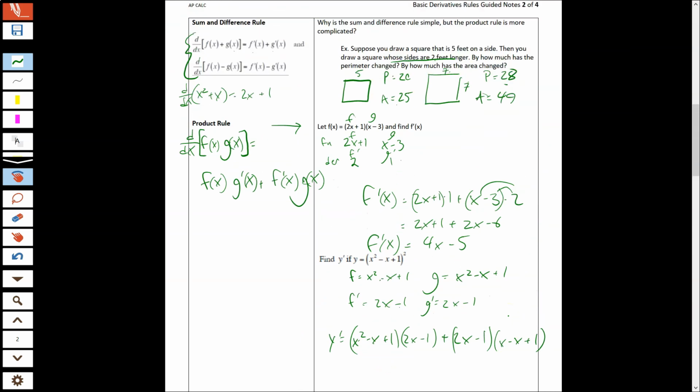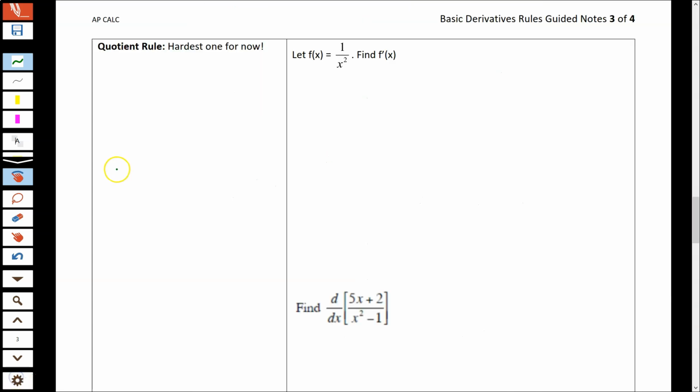So that is product rule. Make sure you capture all these notes before we move on. We're going to do one more rule in this video. All right, last one is quotient rule. So dividing two functions. So f of x over g of x.